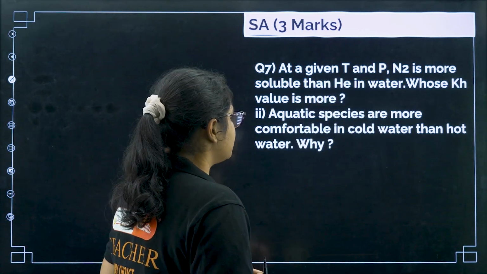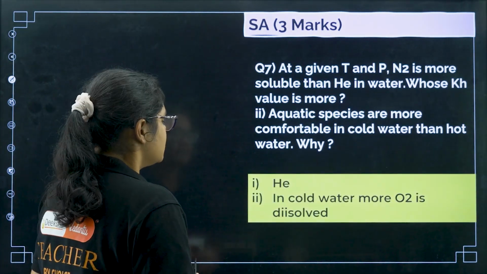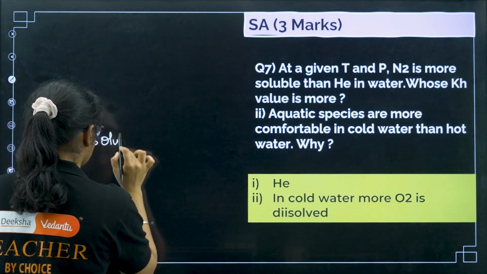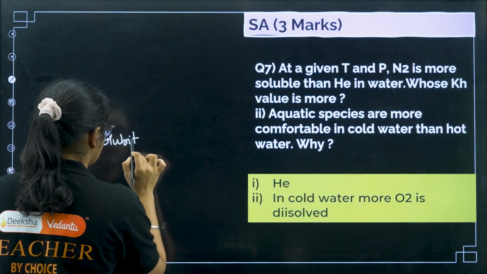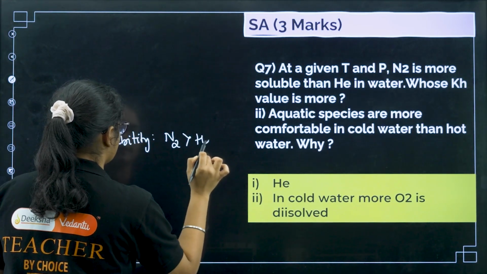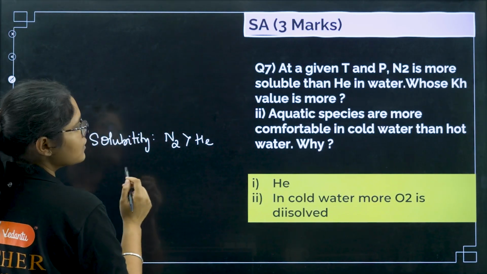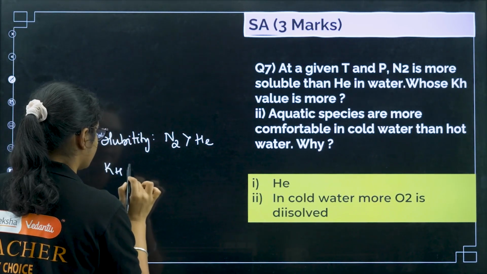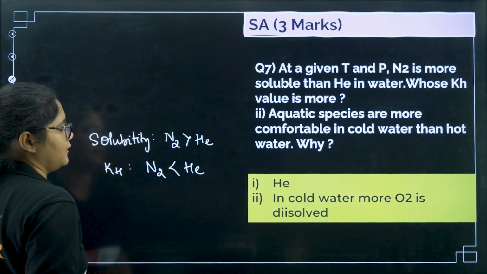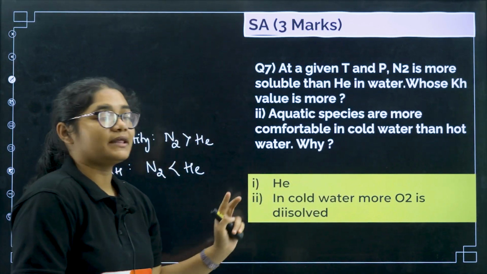Next, aquatic species are more comfortable in cold water than in hot water. Why? Looking at the first one, the solubility order is: N2 is more than helium. Then for the Kh value, Kh of N2 is less than helium. Next, aquatic species are more comfortable in cold water than in hot water. Why?